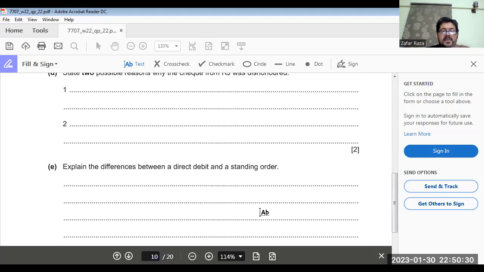Explain the difference between a direct debit and a standing order. A standing order means we have given permission to the bank to pay an amount every month to a specified person. Direct debit means we have given permission to the bank to deduct any amount which the bank thinks necessary from our account, bank charges or any other thing.